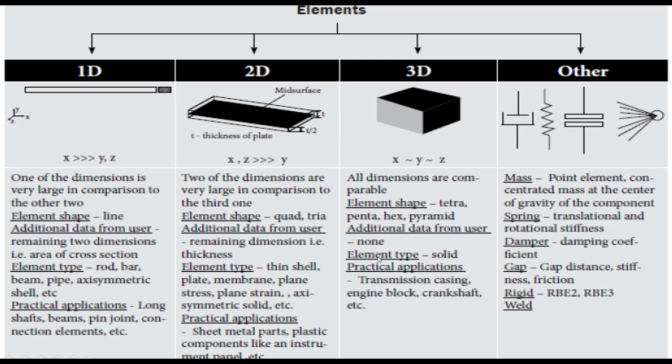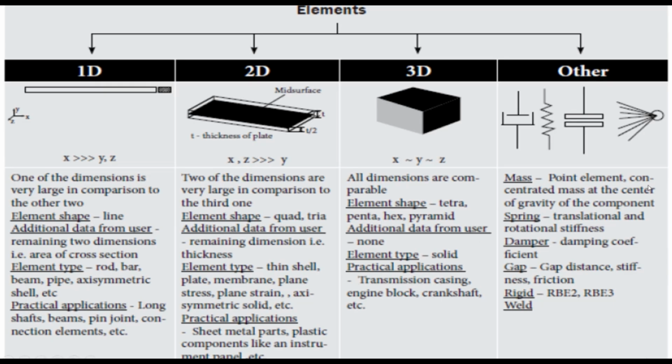Then you come to the element type. It is a solid element type, and practical applications are where there is a solid body, where you are going to use this particular 3D element, like a transmission, engine block, crankshafts, etc. And as I've told you, wherever it is possible, we are going to idealize or simplify this 3D and make it a 1D or 2D.